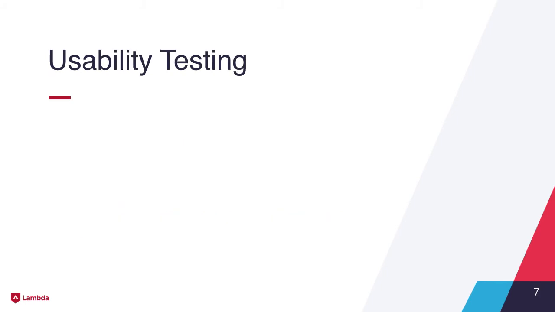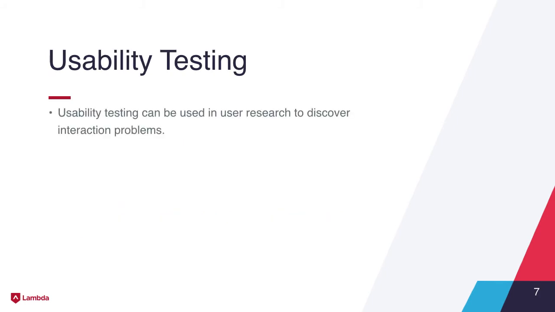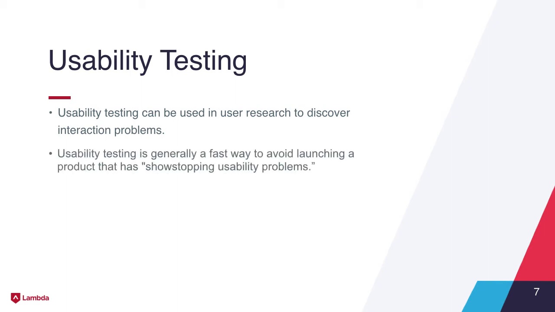Usability testing. Usability testing can be used in user research to discover interaction problems. They can be used for competitive benchmarking and/or a quick way to evaluate solutions in progress. Usability testing is generally a fast way to avoid launching a product that has quote-unquote show-stopping usability issues. You conduct them by interviewing individual users while watching them use your product, ideally in performing specified tasks.